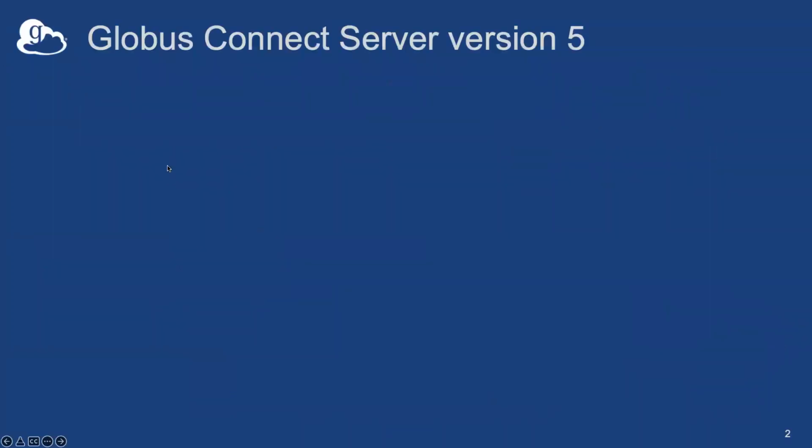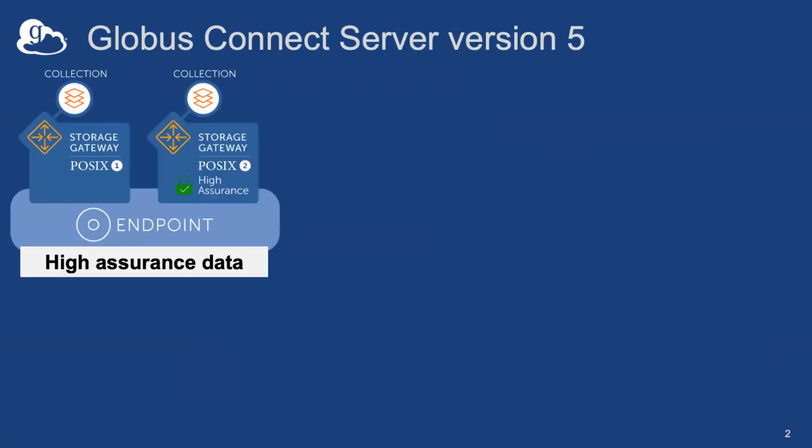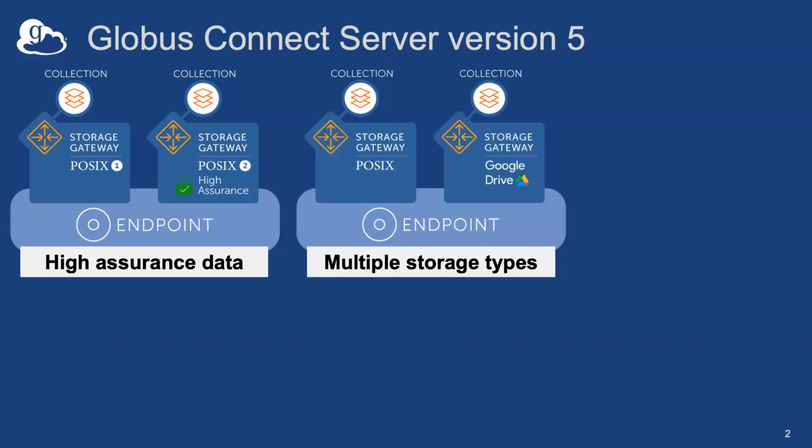So let's see. First, what are some of the new features in Globus Connect version 5? The first one is if you are looking to do high assurance data access, whether it is CUI or PHI data handling, then version 5 is required. It is not supported in version 4. The next one is supporting multiple storage types on the same DTN pool.